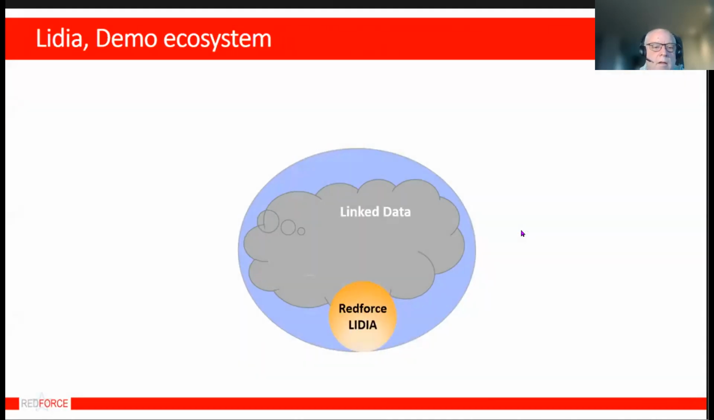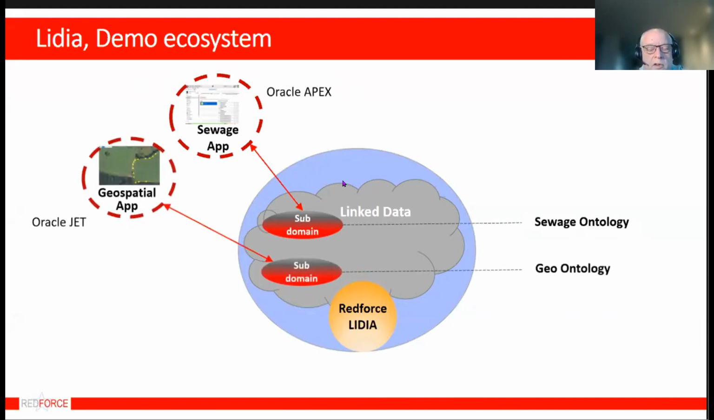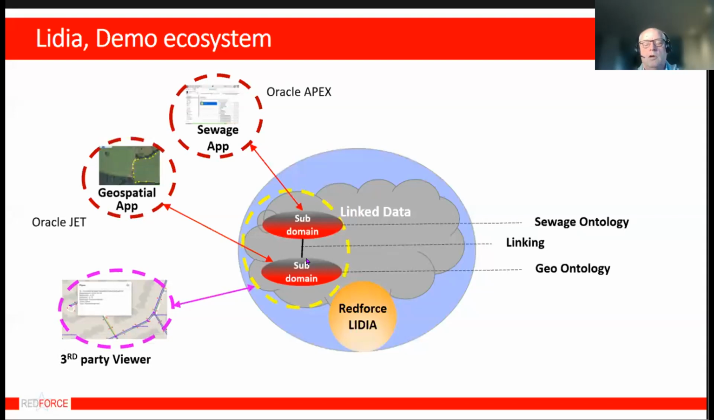So what does our ecosystem look like? We have the subdomain with the sewage ontology, and on top we have this Apex application, which can manipulate the sewage ontology. We have the geo ontology with an Oracle JET application, which can manipulate the geometry. And we can make links in between so that a third-party viewer can show the combined data.